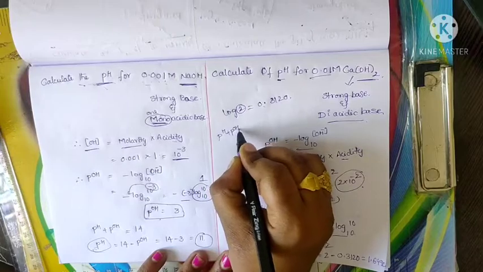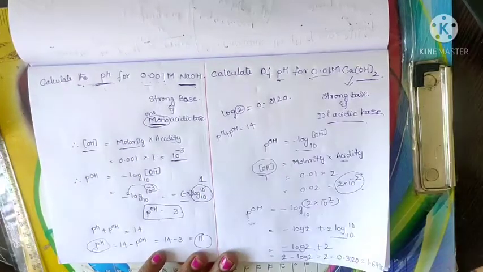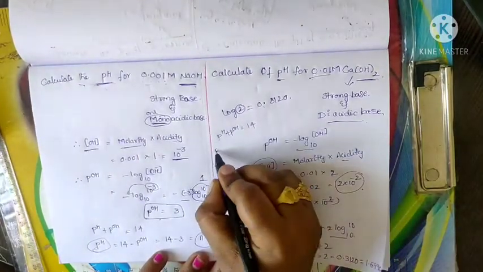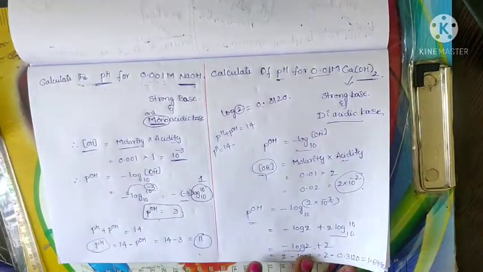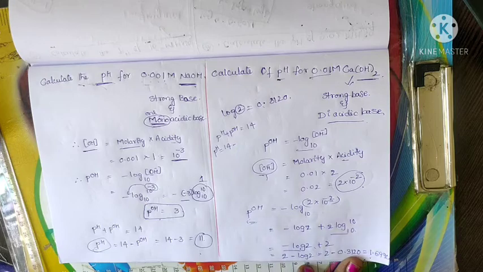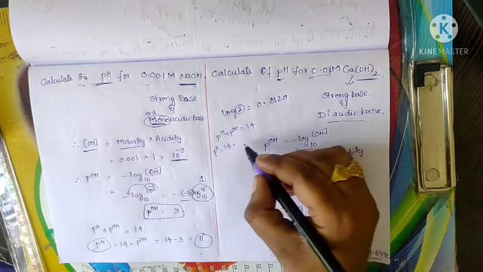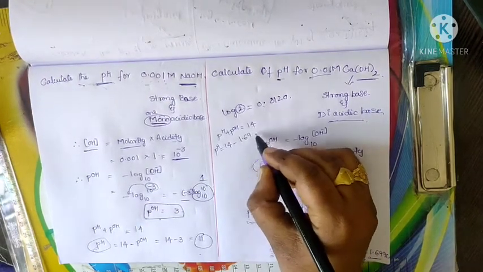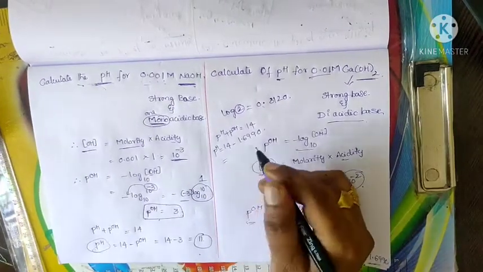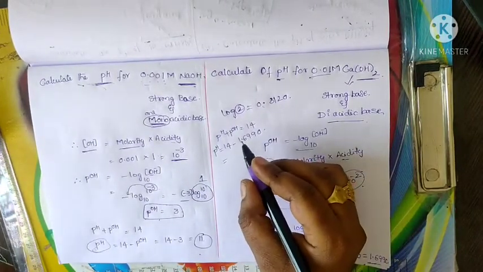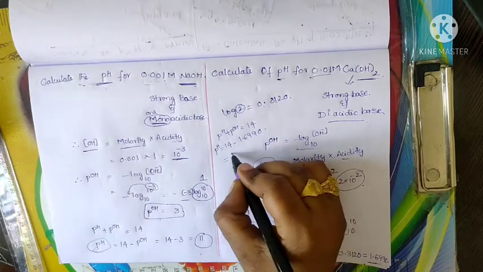And then we calculate pH. The pH plus pOH equals 14, because the scale contains 14. The pH is 14 minus pOH, 14 minus 1.6990. So the pH becomes 12.3010.